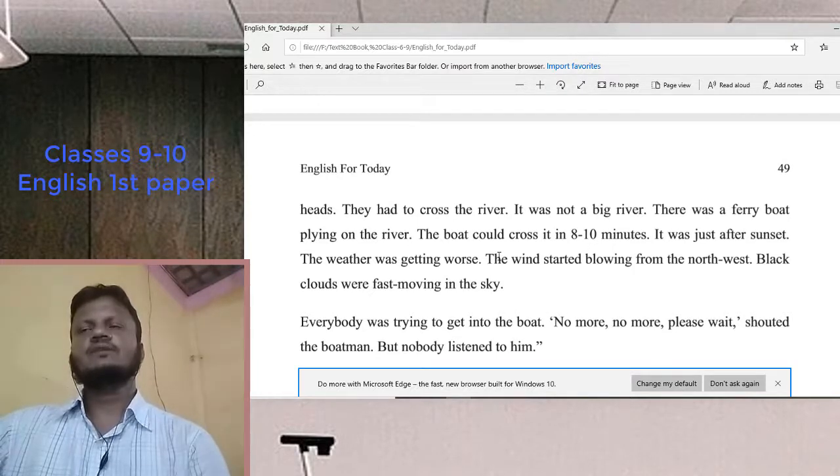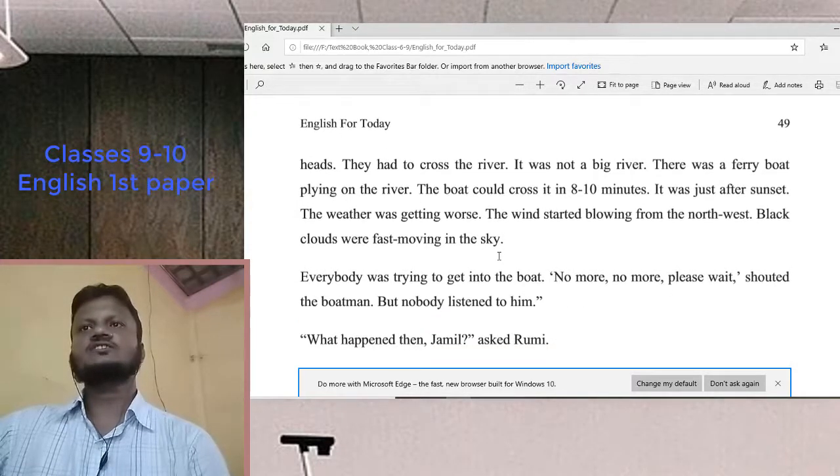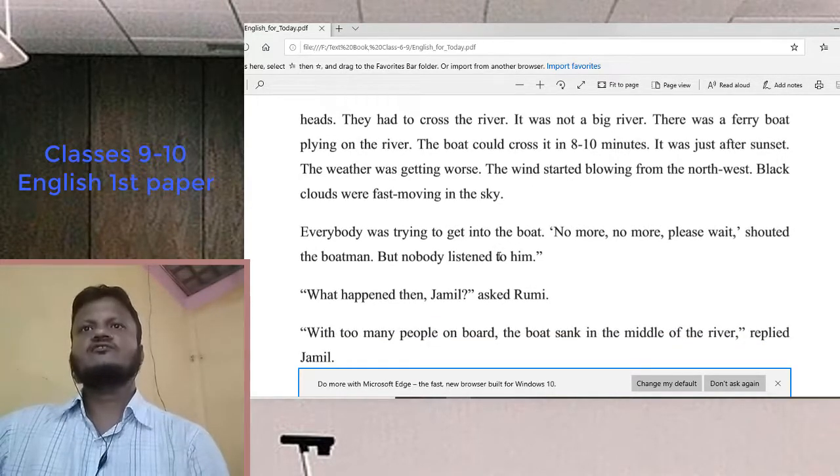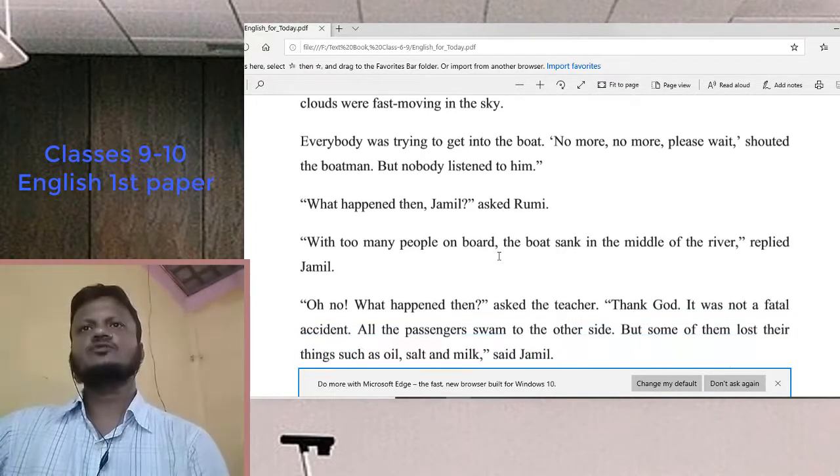It was not a big river. There was a ferry boat plying on the river. The boat could cross it in 8 to 10 minutes. It was just after sunset. The weather was chilly cold. The wind started blowing from the north side. Black clouds were fast moving in the sky. Everybody was trying to get into the boat. No more, no more, please wait, shouted the boatman. But nobody listened to him.